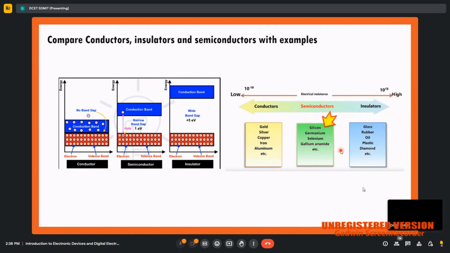So that is, 3 different materials are present in an electronic device. Majorly we'll go with the semiconductor devices. Now we'll proceed to the next.